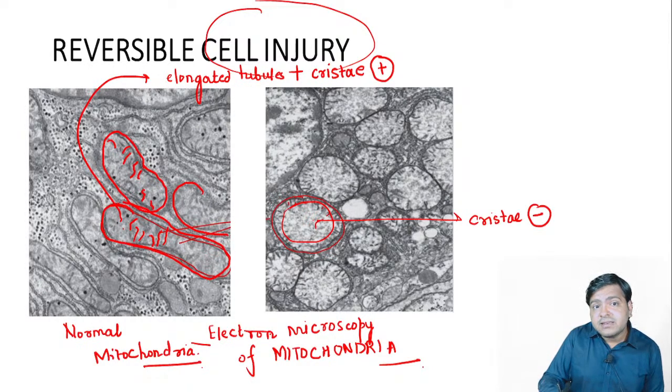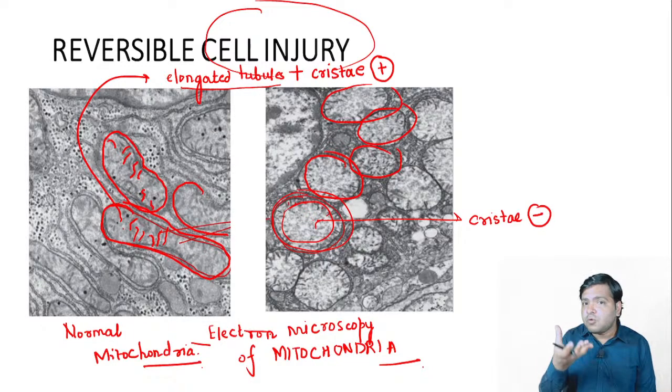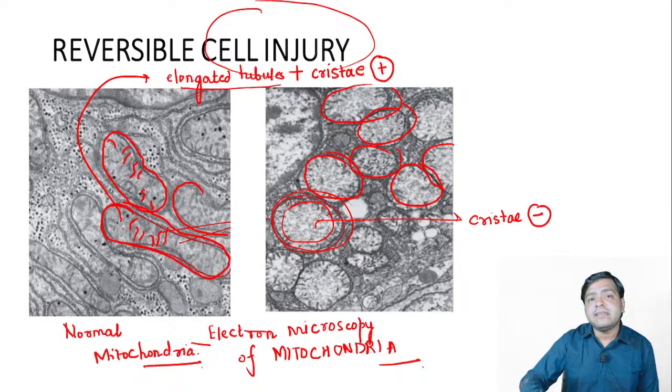Also, the elongated mitochondria have swollen due to accumulation of water. Okay, it has swollen, so it is roughly spherical in shape. You can see a spherical mitochondrion in reversible cell injury. So that's the difference between a normal mitochondrial image on electron microscopy, the normal mitochondria, and one which is undergoing reversible cell injury.